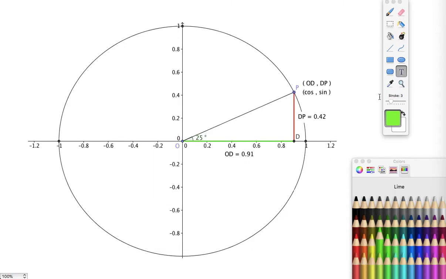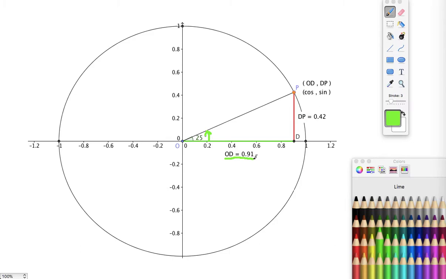All right, so let's use an example. Here we have point P. And the angle for this point P from here to here is 25 degrees. The x-coordinate for this point P is this length right here, 0.91. And if you were to do the cosine of 25 degrees, you'd get 0.91.